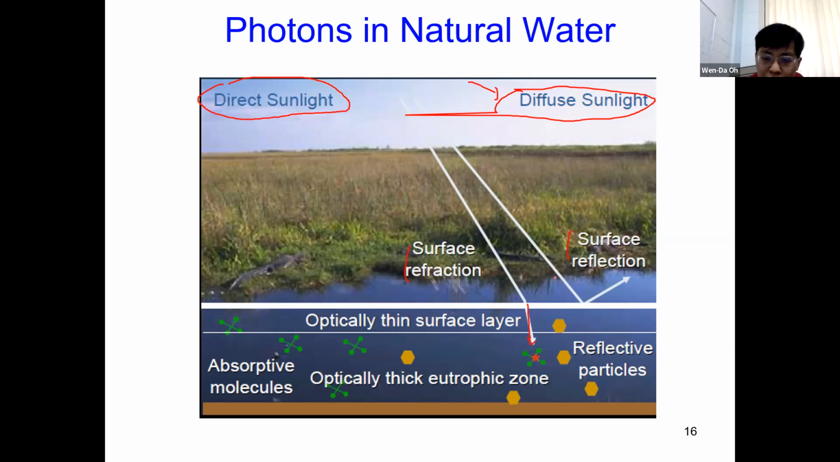So once it gets into the water, it can go to these organic molecules and start to excite them, which means that these molecules can actually absorb the light, right? There can also be reflective particles, whereby the light is reflected by them. So this is how it looks when you have sunlight in the environment, causing different effects to the molecules.